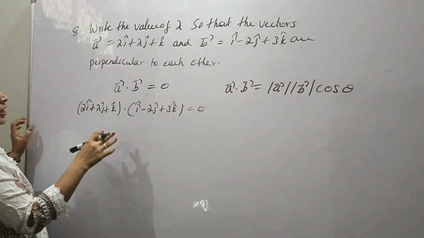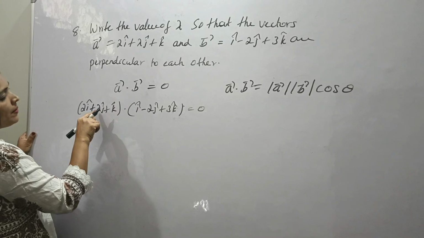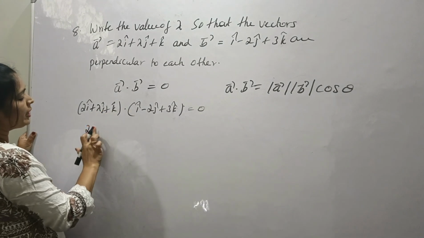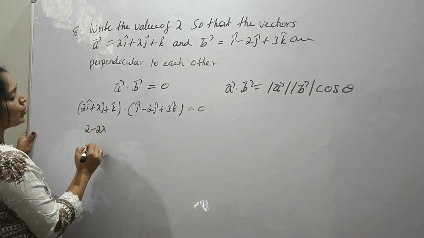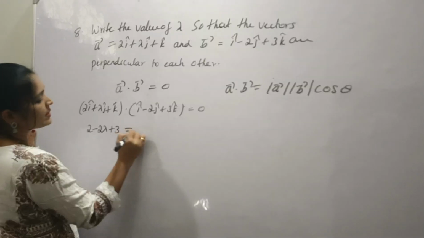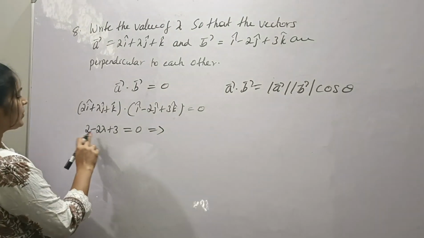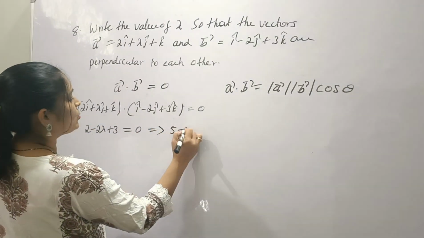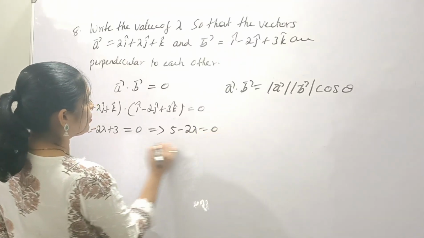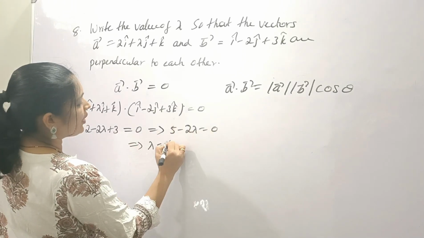How to find the scalar product? 2 into 1, 2 plus 2 into minus 2 lambda plus 1 into 3, that is equal to 0. Okay. That implies here 5 minus 2 lambda is equal to 0. That implies lambda is equal to 5 by 2.